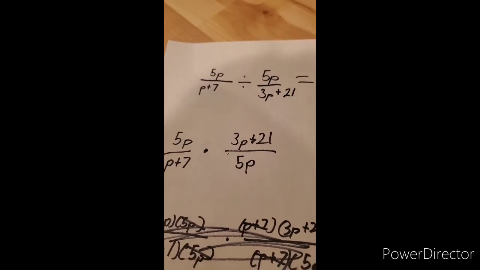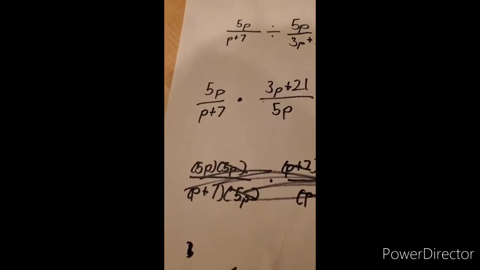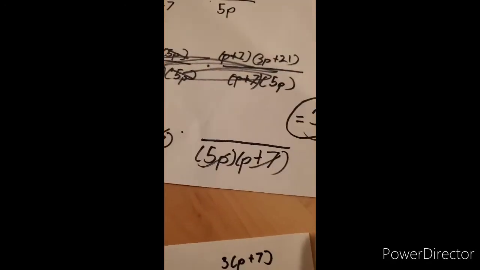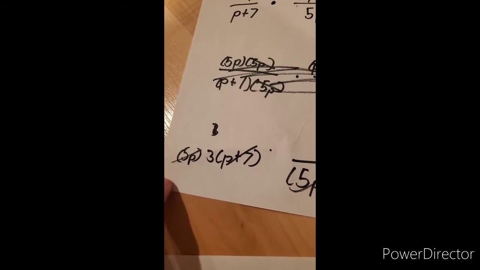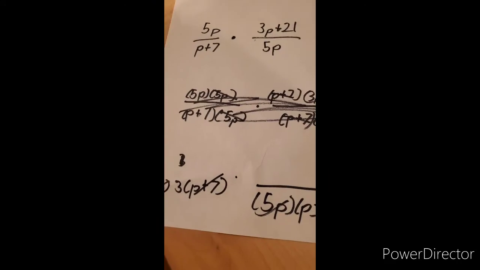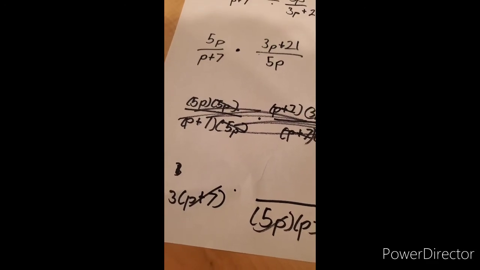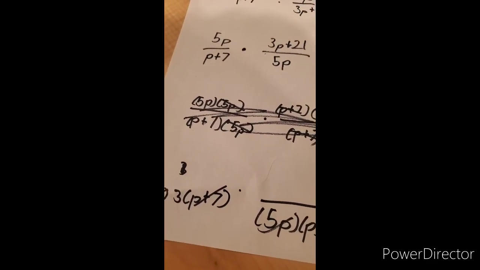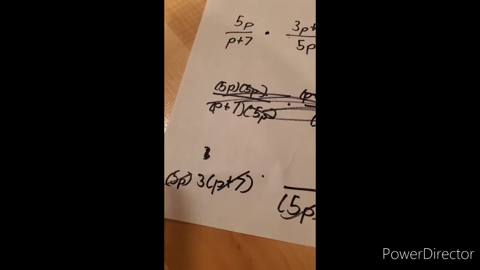Now with this, you're going to multiply the tops with the tops and the bottoms with the bottoms, and you would get 5p times p plus 7, and 5p with 3p plus 21. Now with this, you want to simplify 3p plus 21 so you can get a better answer, with factoring, and what you would get out of that would be 3 times p plus 7.